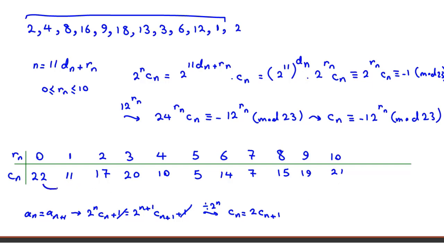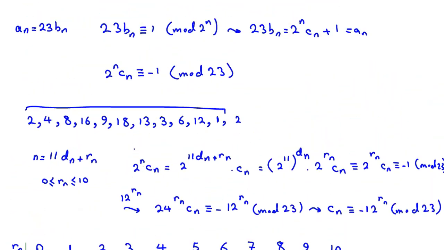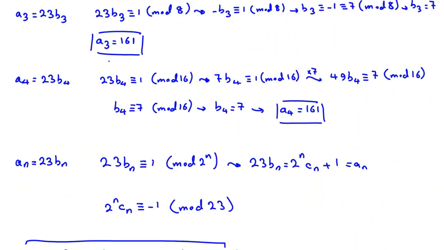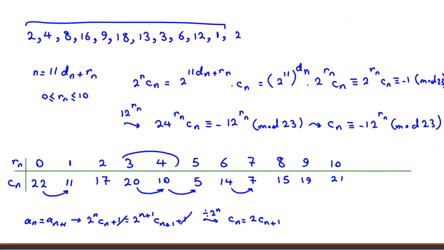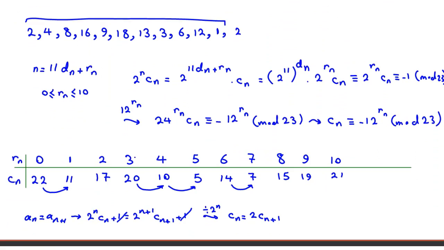Look, c_0 is twice c_1, it's good. 11, 17, 20: 20 is twice 10, 10 is twice 5, 14 is twice 7, and okay. For each of the 11 cases, we will see these things. So let's see here the thing we found, they are equal, a_3, a_4. So look for 3, 4, yes. Look for 3, 4, we find that they are equal.